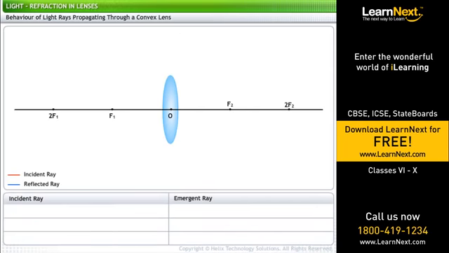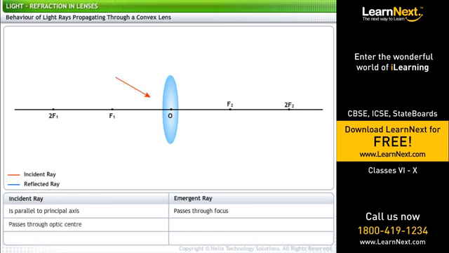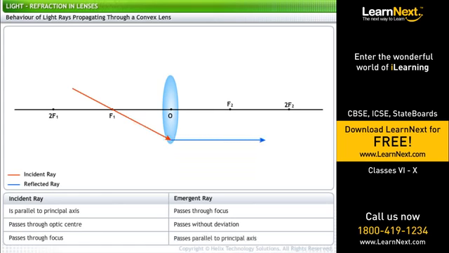Now let's analyze the light rays propagating through a convex lens. When an incident ray is parallel to the principal axis, the emergent ray passes through the focus. When an incident ray passes through the optic center, it propagates without any deviation. When an incident ray passes through the focus of a convex lens, the emergent ray passes parallel to the principal axis. Thus, we can predict the positions and the characteristics of the images formed using convex lenses, based on how a light ray incidents on the lens.